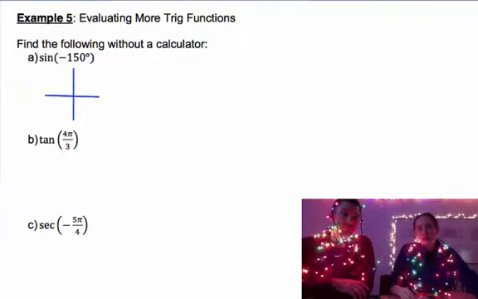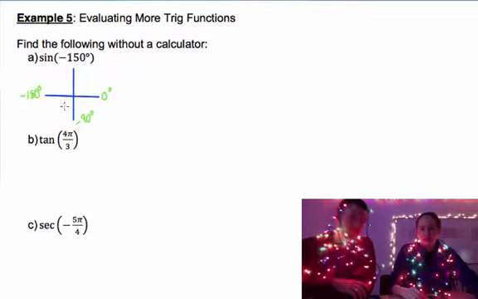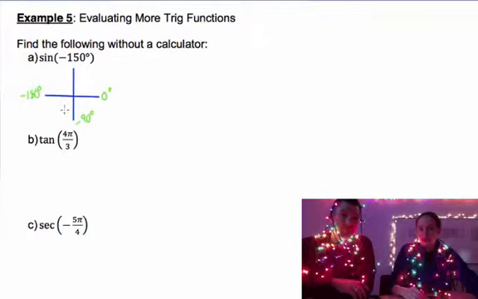So 0 is here. Negative 90 would be here, going the other way this time. Negative 180 would be here. So how far past 90 do we have to go to get to 150? 60 degrees, which means we'll have 30 left over. So 60 degrees past negative 90.